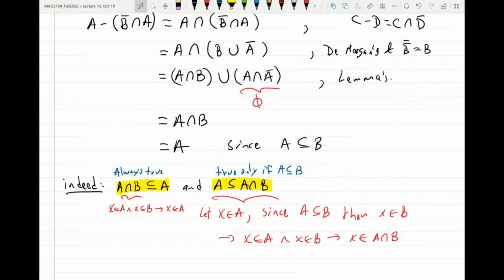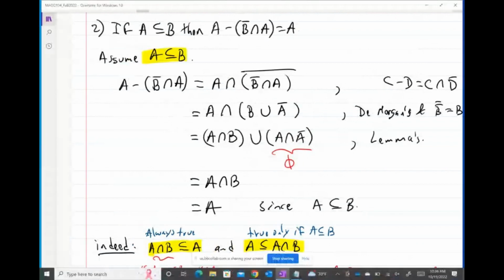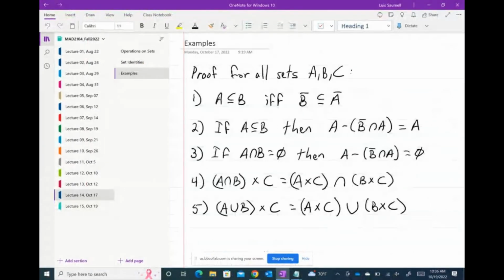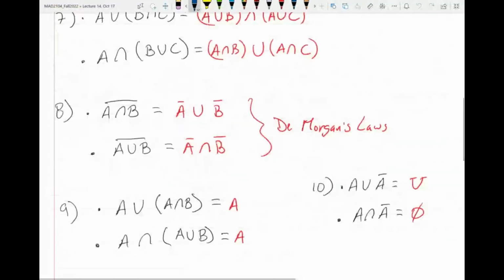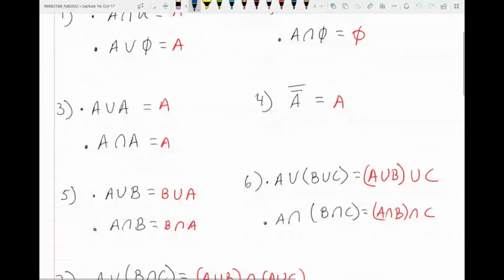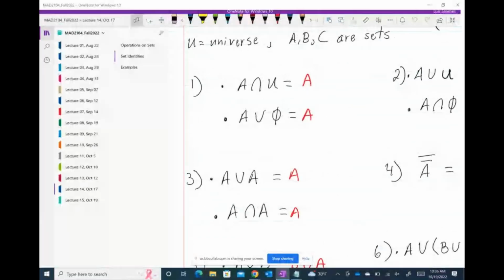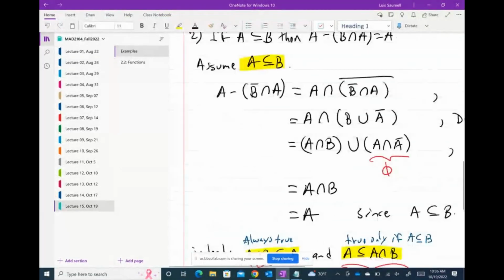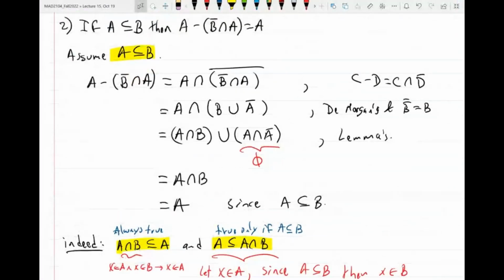Okay. Do you understand this? Yes? Okay, so here this is just playing with the basic rules, the ones that we listed. Basically, we're playing with these basic identities, okay? Those are the ones that we were using. Questions about number 2?